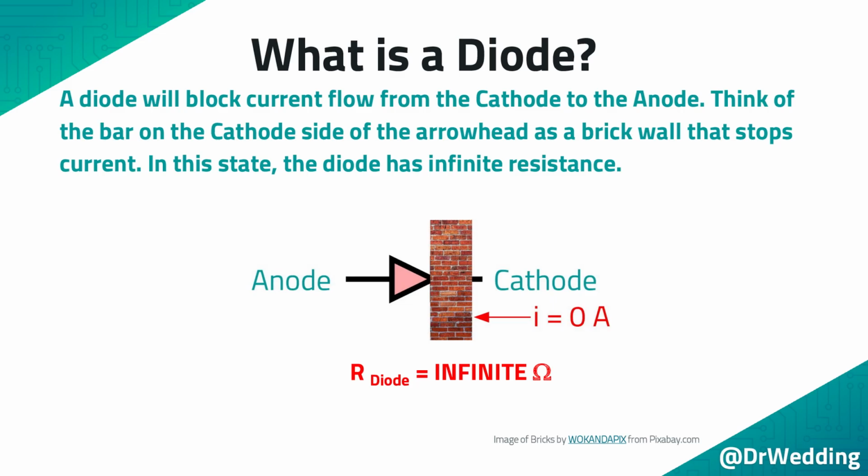A diode will block current flow from the cathode to the anode. Think of the bar on the cathode side of the arrowhead as a brick wall that stops current. In this state, the diode has infinite resistance.